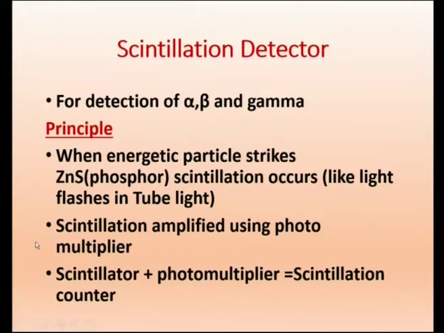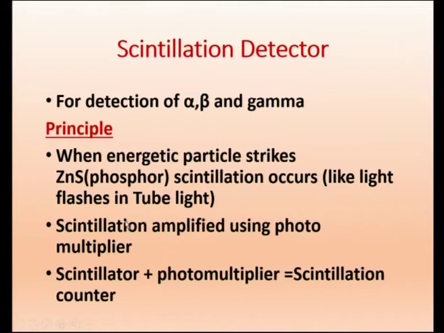So here we will continue with this. The scintillation is amplified. A particle comes, enters, and strikes the phosphor, for example ZnS, and then the scintillation is amplified using a photomultiplier. That amplification we will discuss. So the scintillator plus photomultiplier gives you a scintillation counter. For every particle there is a scintillation, that scintillation is multiplied, amplified, and then counted. So it becomes a scintillation counter.